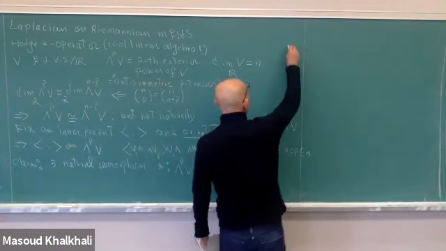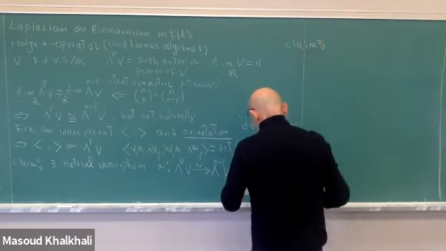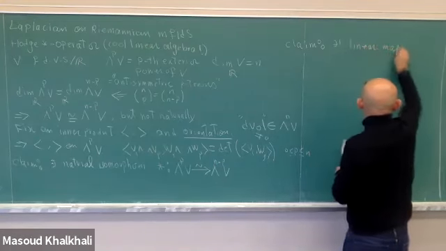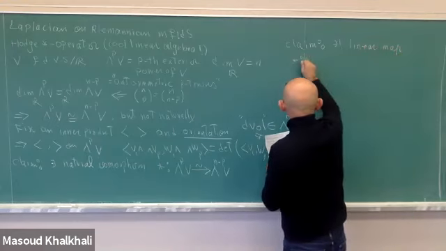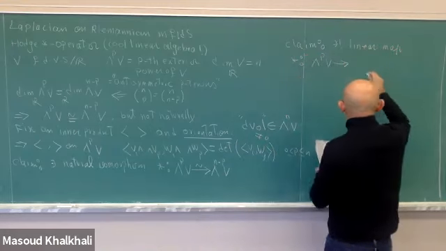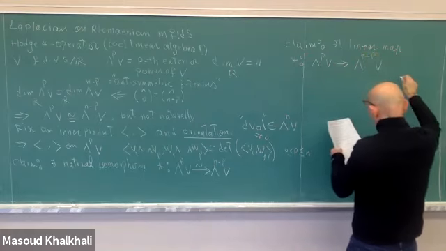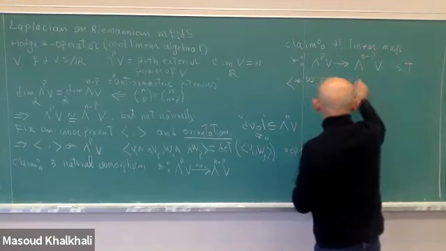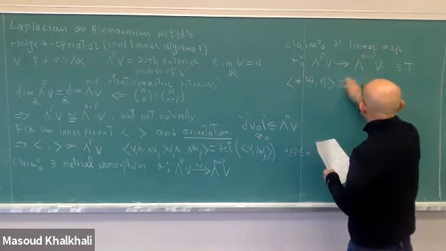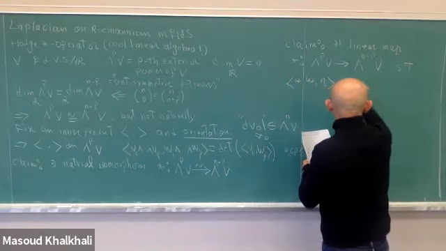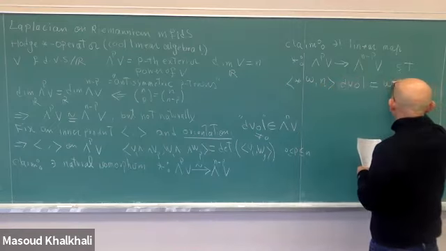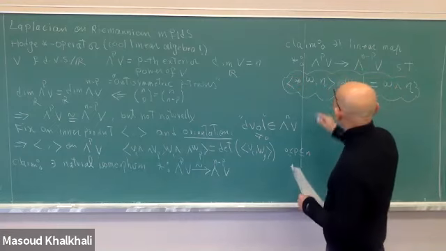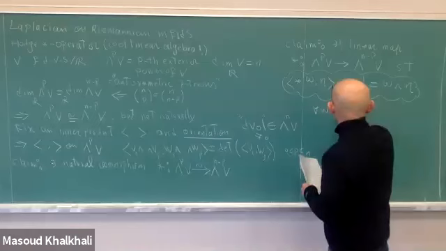Now this claim is not difficult to prove: there exists a unique linear map star from wedge P of V to wedge n minus P of V such that the inner product of star omega and eta is equal to omega wedge eta, which is a multiple of the volume. So this is the basic relation that defines star for us. Now what is this for any omega belonging to wedge P?